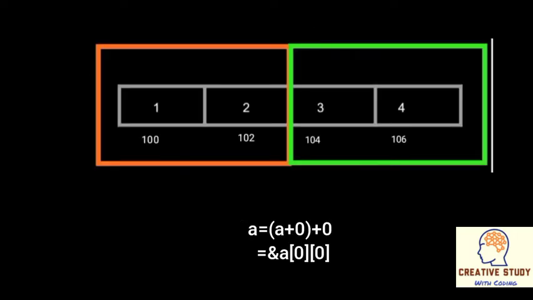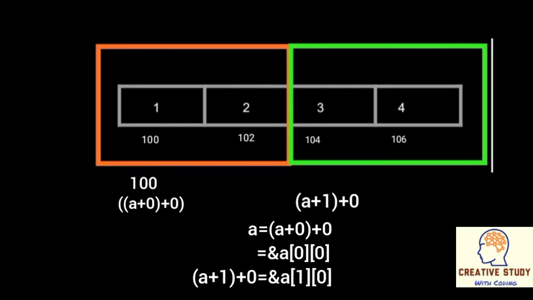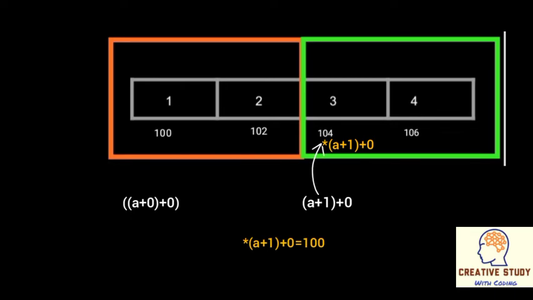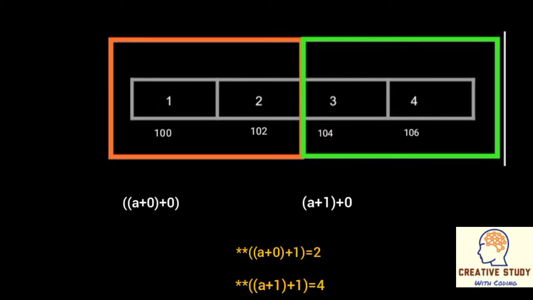So as per definition, A or A plus 0 will be equal to the address of A[0][0] that points to the first element of the first one-dimensional array, that is 100, and A plus 1 plus 0 will point to the first element of the second one-dimensional array, that is 104. So by putting an asterisk sign, we can go inside and get the address of the first element, and by putting another asterisk sign, we can get the value stored at this location. Similarly, by putting an asterisk sign, we can go inside and get the address of the first element, and by putting another asterisk sign, we can get the value stored at this location. In this way, the rest of the elements are accessed.